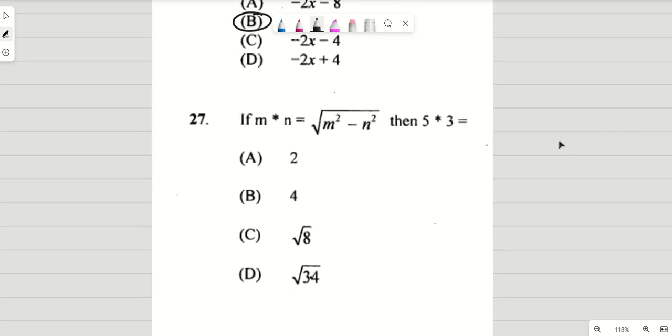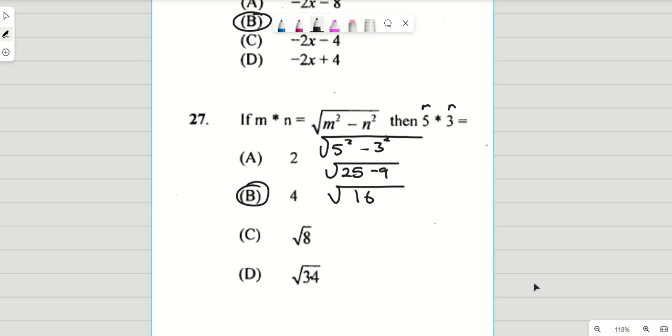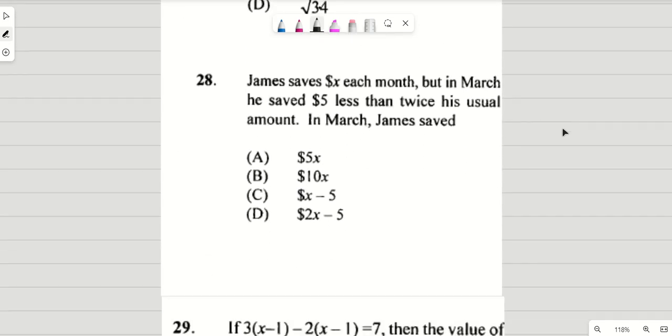Then they say the function m asterisk n is the square root of m squared minus n squared. Then what is 5 asterisk 3? So 5 is m, n is 3. So it would be 5 squared minus 3 squared. You find the square root of that. That is the square root of 5 5s are 25 minus 3 3s are 9. That is the square root of 25 minus 9 is 16. The square root of 16 is 4, which is B. That is the answer for this one.